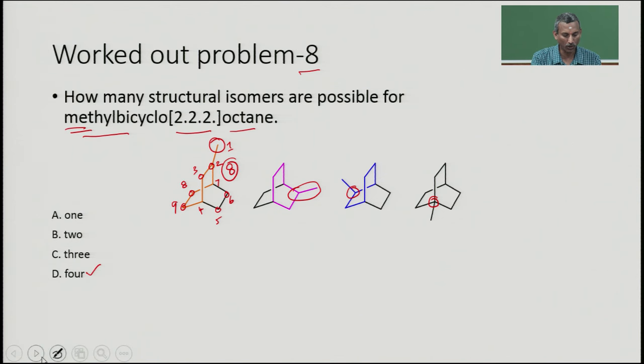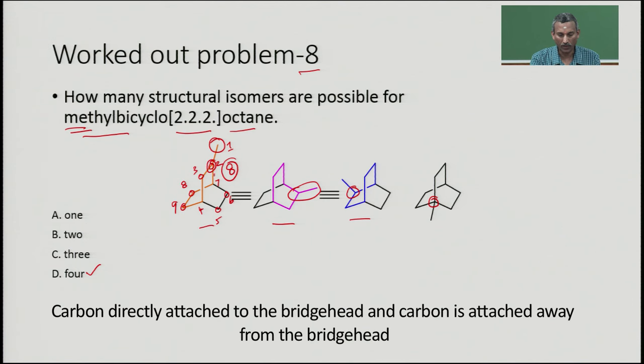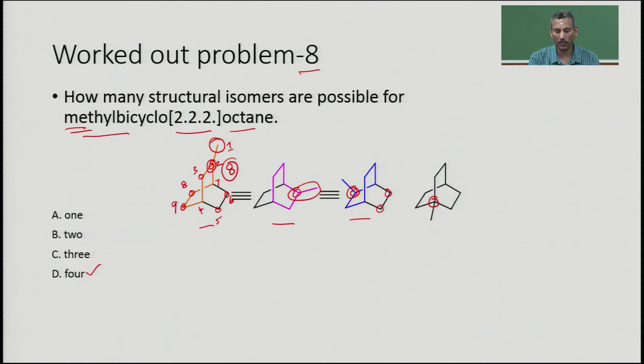But unfortunately, if you look a little bit carefully, structures 1, 2 and 3 are nothing but one and the same structure. If you look very carefully, one of the carbons which is away from the bridge is having the methyl group. Here also, this is away from the bridge head. This is also away from the bridge head, and in all the cases we have only 2 carbons. So, we are simply folding the structure in different forms. That does not make it a new structure.